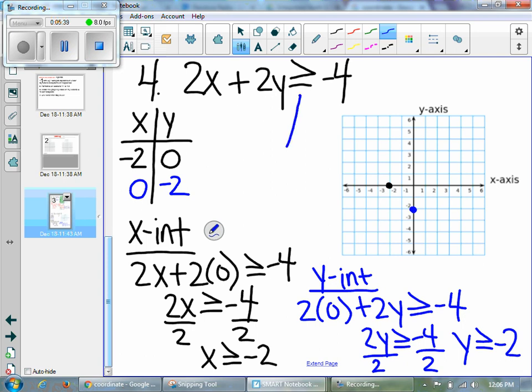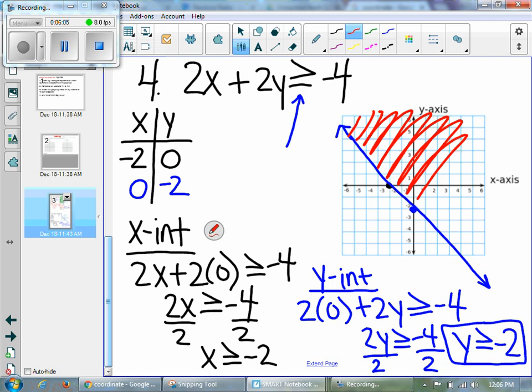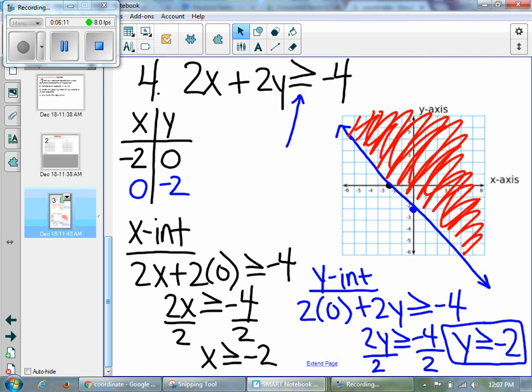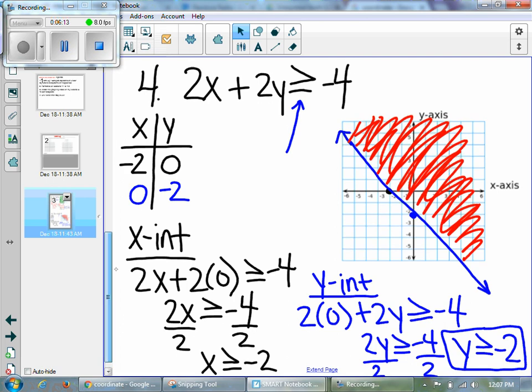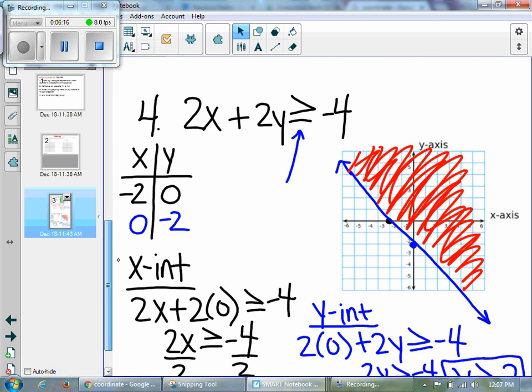Now, if you look at your symbol, this symbol is greater than or equal to. So you need to use a solid line when making this graph. And then to decide which half plane to shade, you look at your y value. y is greater than negative 2. So I would shade above my line. And you're all finished. You should be able to graph by finding your x and your y intercept by the end of this video. Thank you.